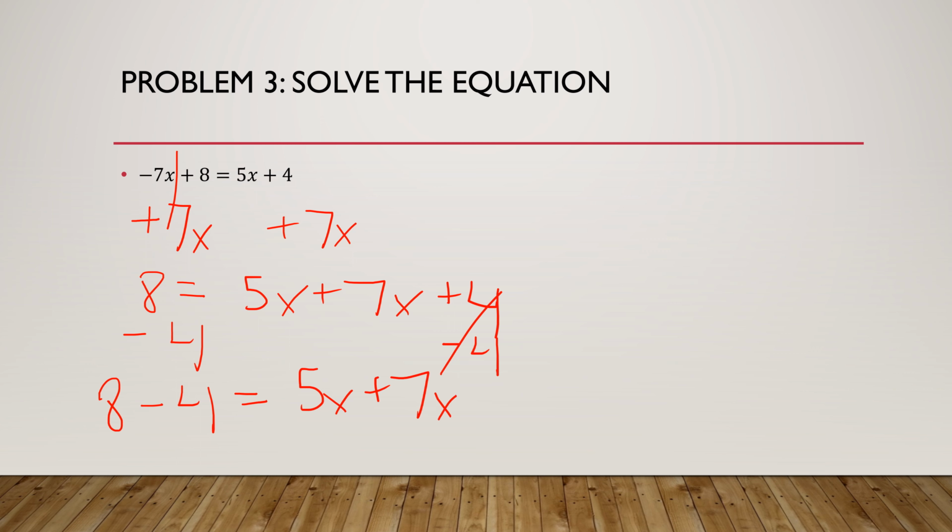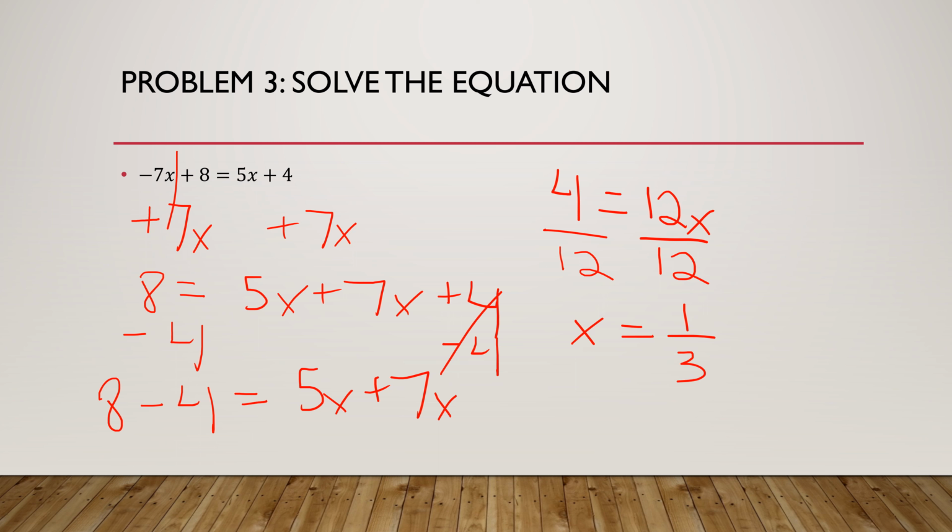All right, now we can work with this. So 8 minus 4 is going to give us 4. And that's going to equal 5x plus 7x, which is going to give us, what's that? 12x. There we go. All right, now we have to get x by itself. So what do you think we should do? Let's divide 12 on both sides of the equation. All right, so now x is going to give us 1/3. x equals 1/3. All right, I hope that makes sense, guys.